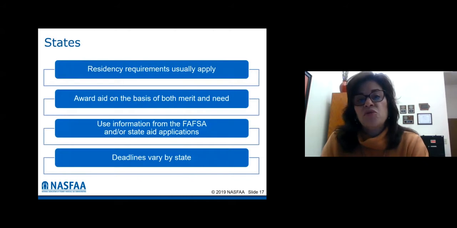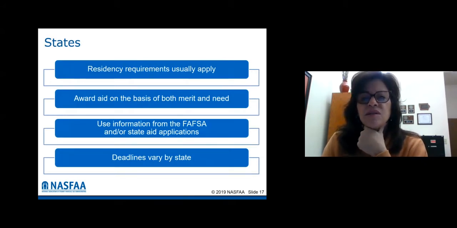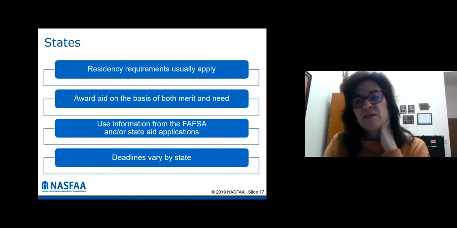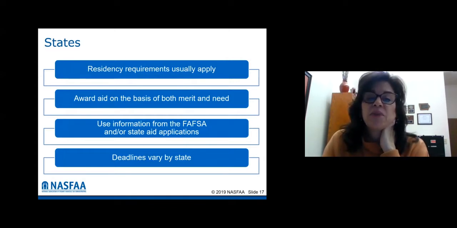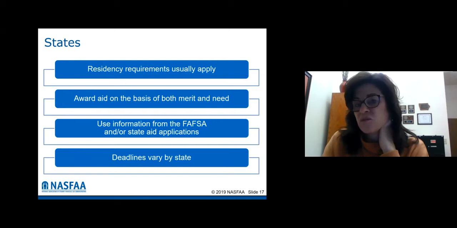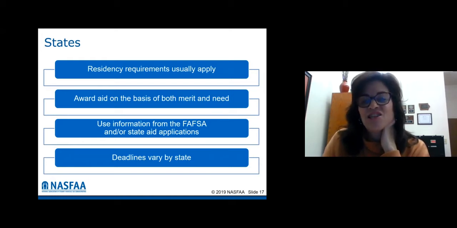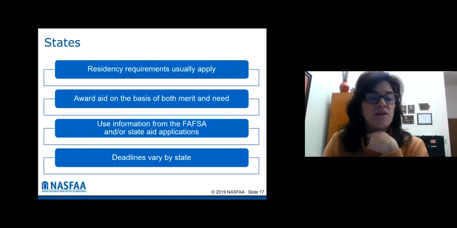Different states have different programs. Residency requirements usually do apply. There are some merit aid and some need-based aid available through the state government. Most states use the FAFSA. In Iowa, we do use the FAFSA application, and the deadlines will vary, but in the state of Iowa, you've got to have your FAFSA submitted prior to July 1, and that's a long time, so I hope you have it done long before that to qualify for like the Iowa Tuition Grant.